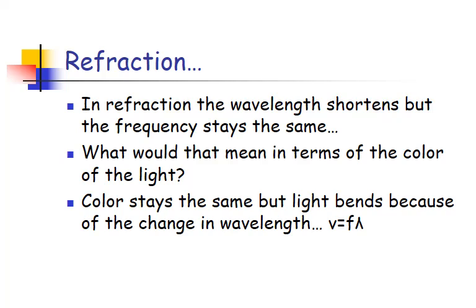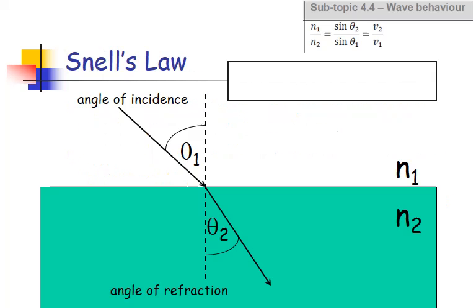And then with that change in wavelength, the speed changes, right? And so if the wavelength gets smaller and the frequency stays the same, the speed of light is going to be smaller. They correspond to each other. Or if the wavelength is longer, the speed of light is going to be faster.